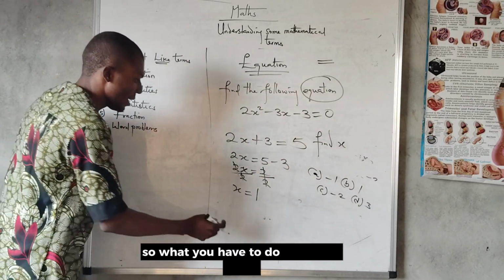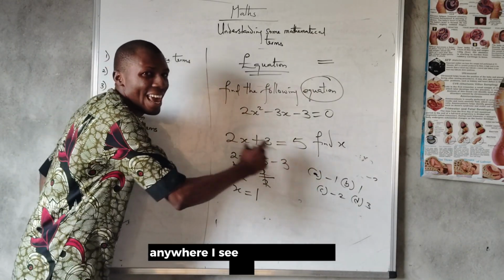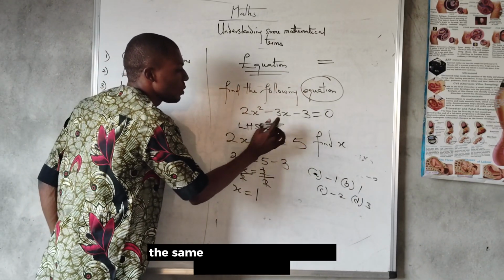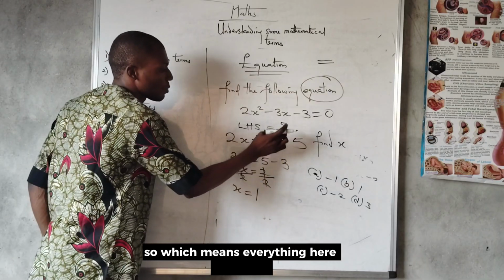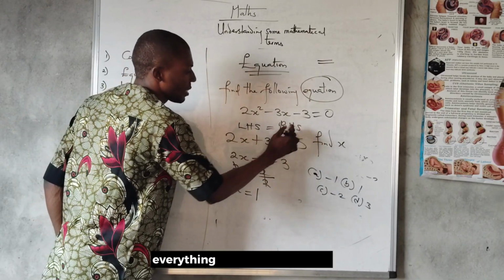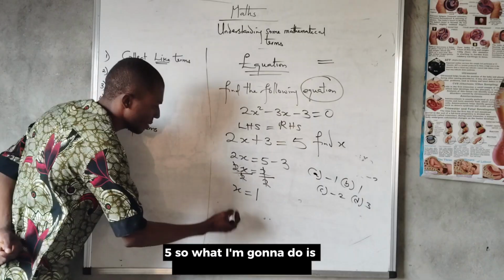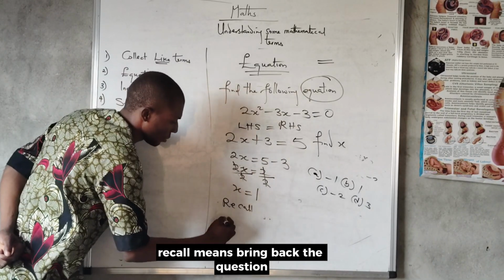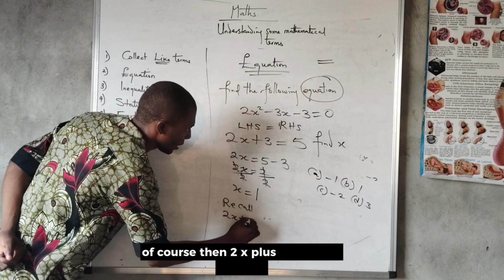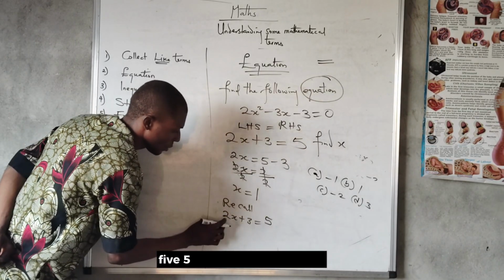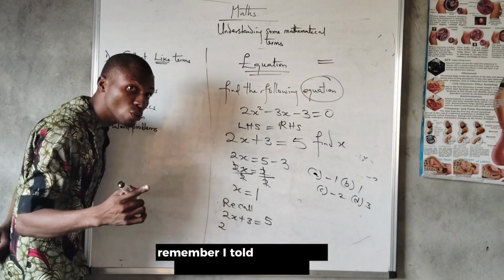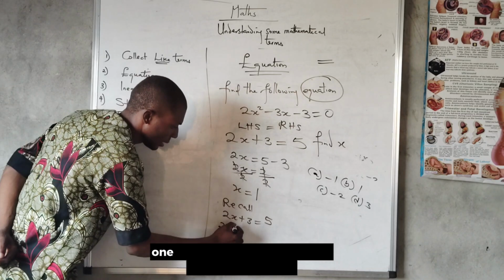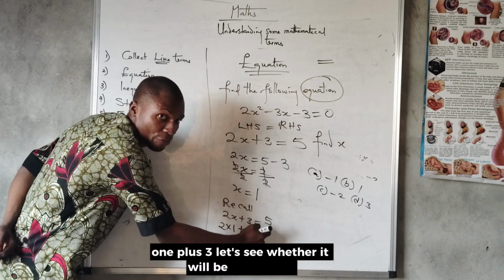So what you have to do is, if my x is 1, anywhere I see x, I put 1. I want to make sure that the result on my left hand side is the same as the result on my right hand side. So everything here must be 5. Anywhere I see x, recall means bring back the question. Then 2x plus 3 is equal to 5. So whenever I see 2x, remember I told you 2x is 2 times x. Times what's x? 1. Plus 3. Let's see whether it will give 5.